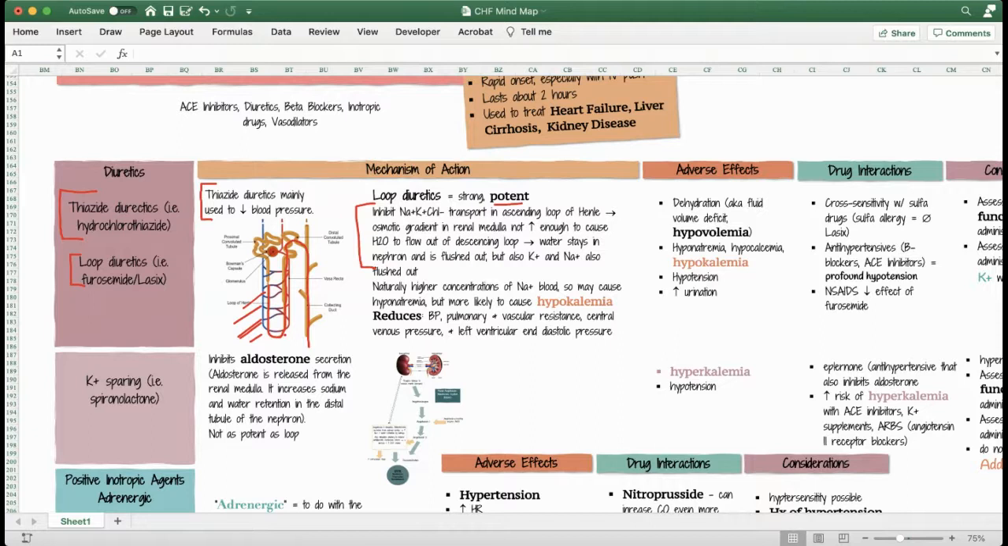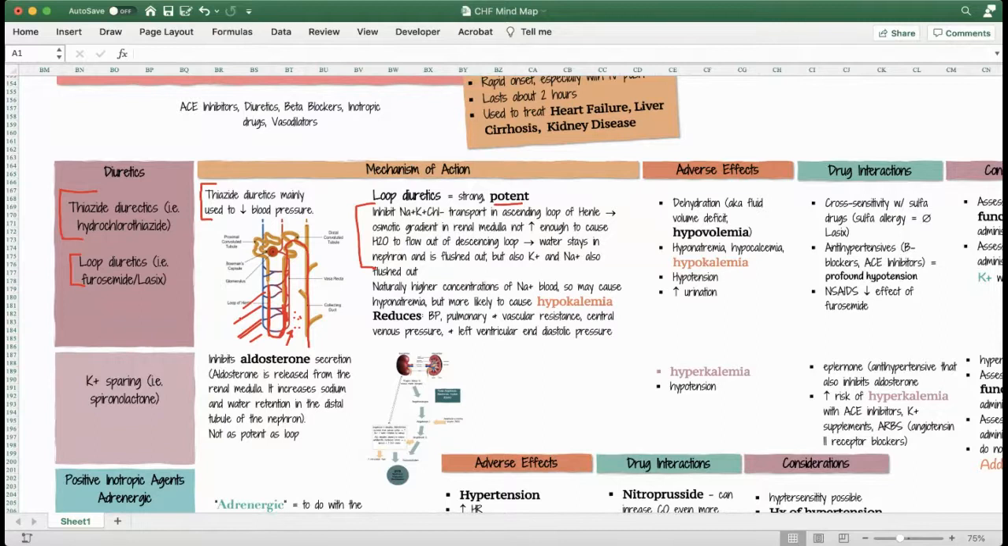In order to do that, this side of the loop here is permeable to water, but it's not permeable to anything else. This side of the loop here is permeable to sodium, potassium, and calcium, but it's not permeable to water. So this side here will release a bunch of sodium and potassium, and that creates an osmotic gradient so that what's outside of the loop of Henle is higher than what's inside the loop. We'll learn more about this when we do our fluids, but that pulls the water over here outside.